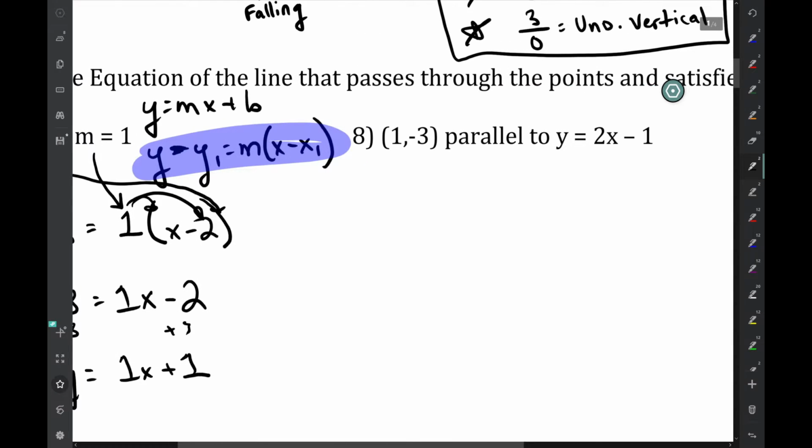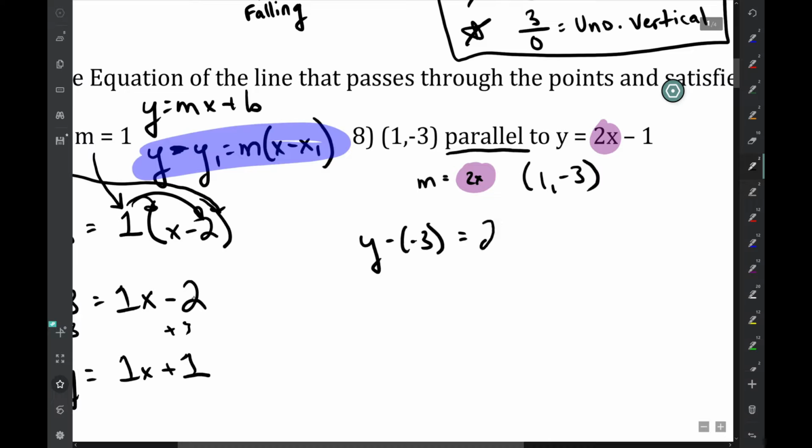Parallel to 2x minus 1. Remember, to be parallel, first decision is to decide what slope you need. If I need it to be parallel to 2x, I need to use the same exact slope, 2. From there, it's just the same. I have a slope of 2. I want to go through the point 1, negative 3. I use y minus negative 3 equals 2 times x minus 1.